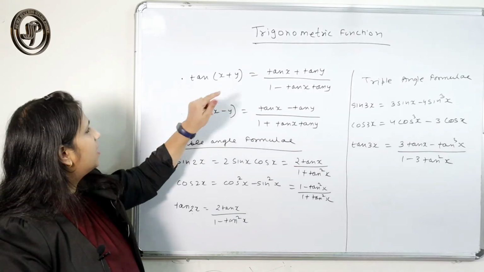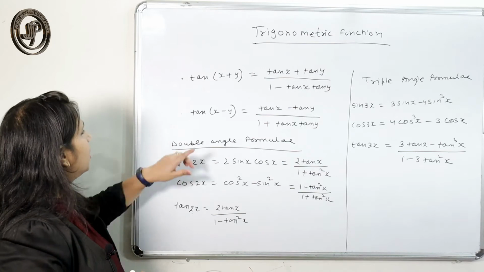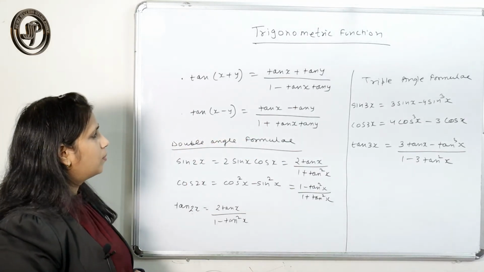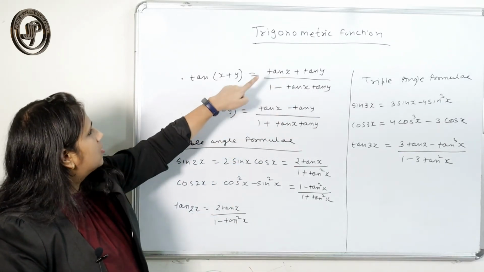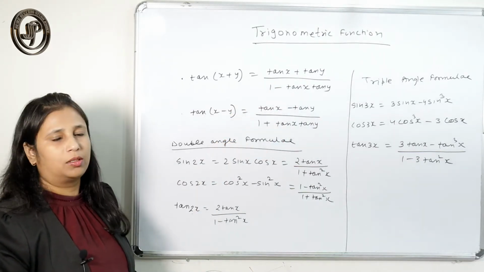That is, first is tan(x + y) is tan x plus tan y upon 1 minus tan x tan y. Similarly, tan(x − y) is tan x minus tan y upon 1 plus tan x tan y. Just the sign will get changed. In plus, plus will come up and minus down, and in minus, minus comes up, plus comes down.